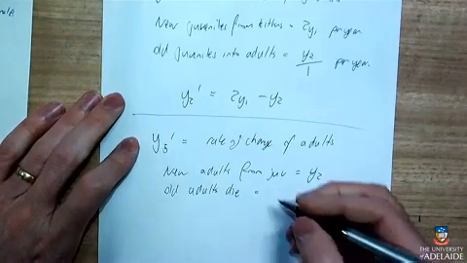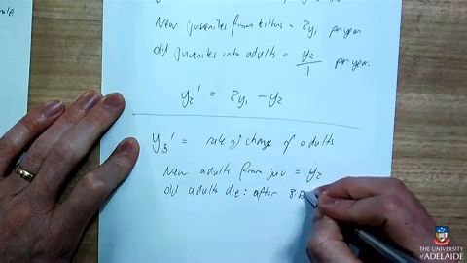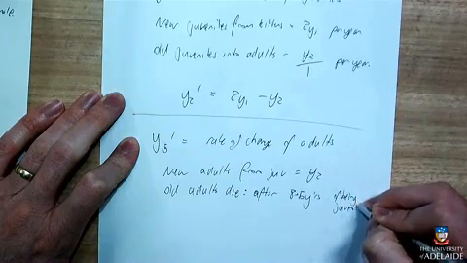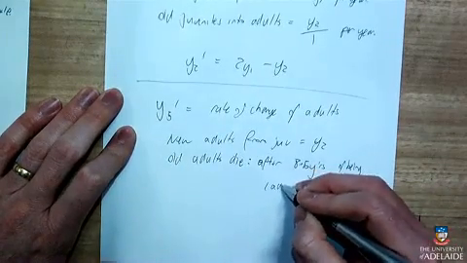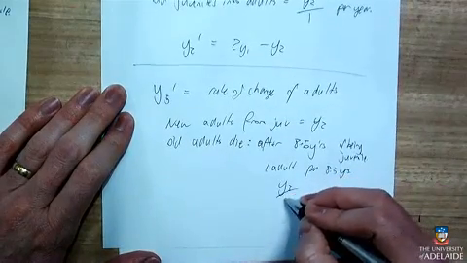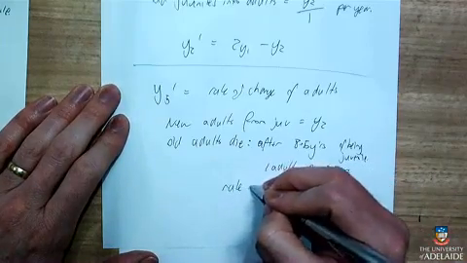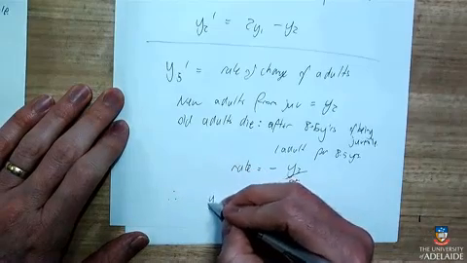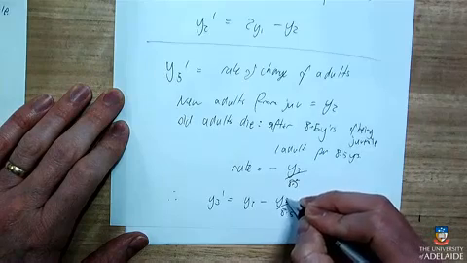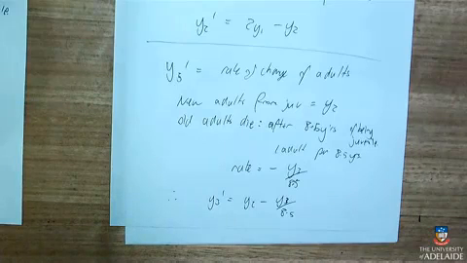Okay. Old adults die after 8.5 years of being a juvenile. So that's one adult per 8.5 years. So we have this on 8.5. And so therefore y3 dash should be y2 minus y3 on 8.5, whatever that is. It's apparently 0.12. Okay.